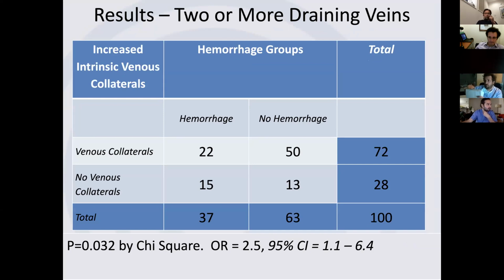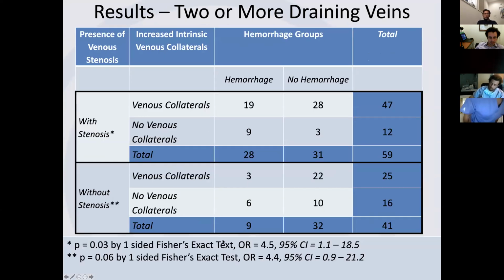Additionally, if we look at those with multiple draining veins and venous collaterals, you can see that around a third of those are presenting with hemorrhage. If we look at those without venous collaterals, over half of them are presenting with hemorrhage. So the increased venous collateral potential actually was protective, and this was statistically significant as well, with an odds ratio of 2.5. So now if we combine those and we say, well, if you have a stenosis and you have venous collaterals, you can see that around 40% of those are presenting with hemorrhage. But if you have a stenosis without the protective collaterals, 3/4 of those, 75%, present with hemorrhage.